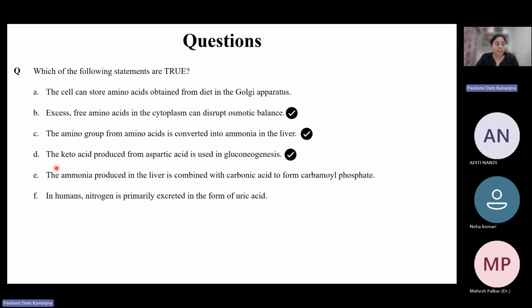Last one says in humans nitrogen is primarily excreted as uric acid. No, we have established that's birds. They are uricotelic. We are ureotelic. We excrete as urea, and fishes excrete as ammonia.